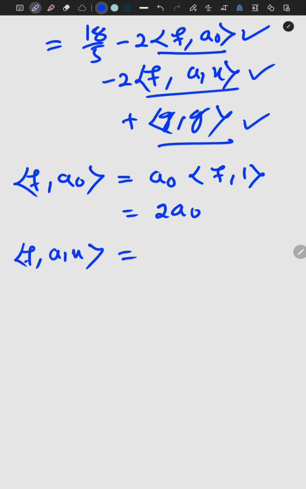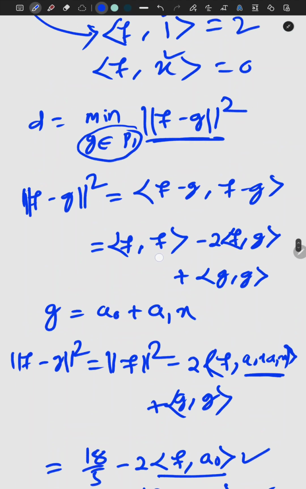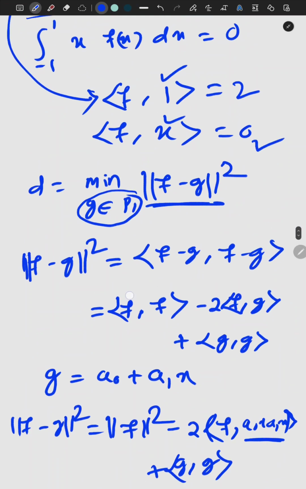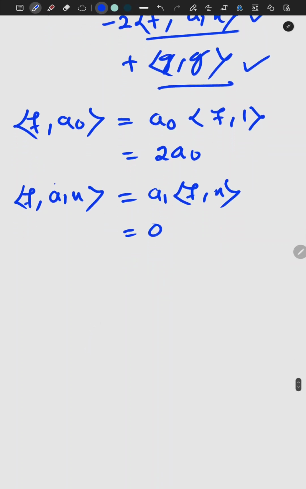Okay, what is its value? a1 is a scalar, so it comes out, but it is a real scalar, so it gives the conjugate, but in the real numbers conjugate is the same. So a1 times the inner product of f comma x, but we know that the inner product of f comma x is given as 0. So it gives 0. At last we have to calculate the inner product of g comma g.